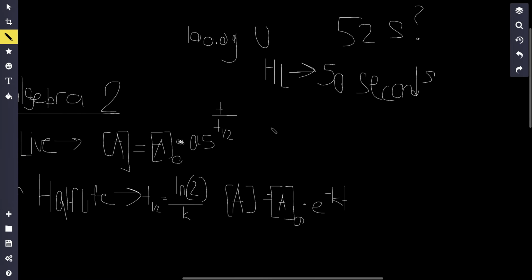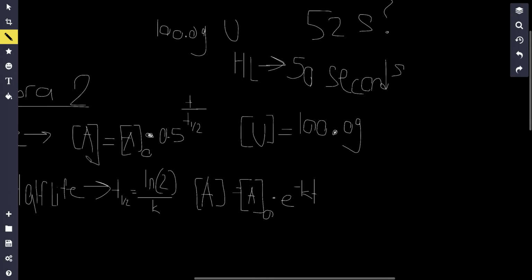For the half-life formula, it's going to be the concentration of, in this case, uranium after a certain time period. That's going to be equal to our initial concentration, but because we're talking about uranium, we're just going to be dealing with grams instead of concentration. So instead of concentration, I'm just going to write grams of uranium, and that's going to be multiplied by 0.5, and this is going to be raised to the time divided by the half-life.